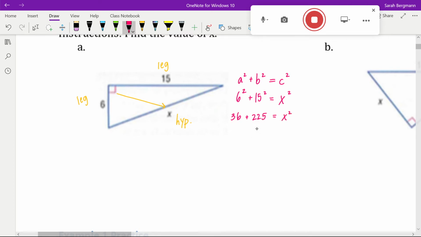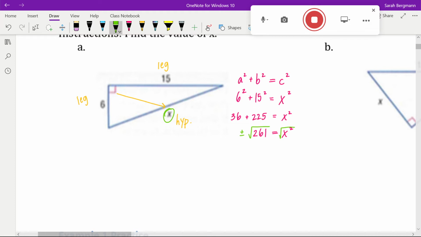Next, we can combine our leg terms on the left side, so add those together, and that gets you 261 equals x squared. Now to solve a problem where it has x squared, remember we normally square root both sides, and normally we put plus or minus, because it could have been a positive or a negative number. However, think about it: in a triangle, could the length of this side be negative? No, it cannot be a negative length of a triangle side. That doesn't really make sense.